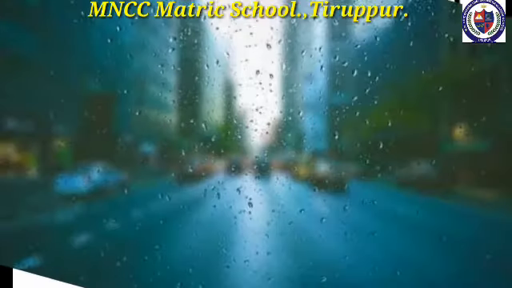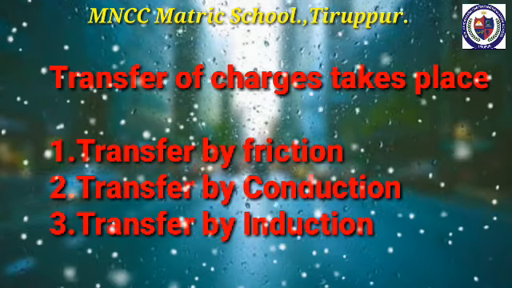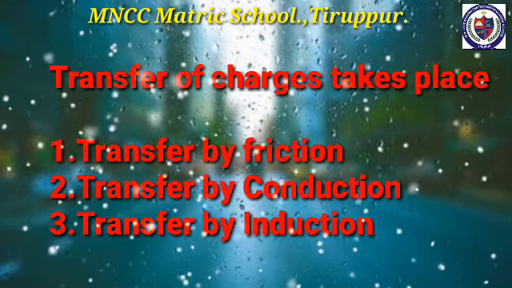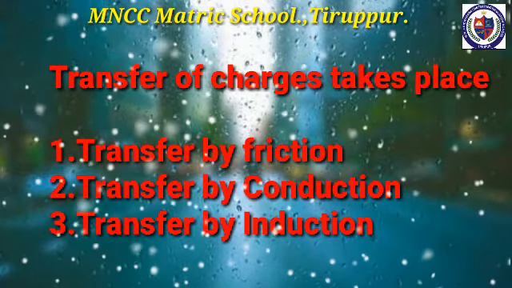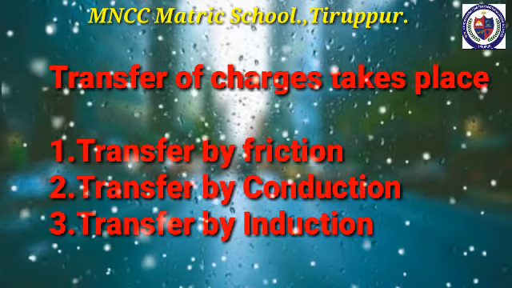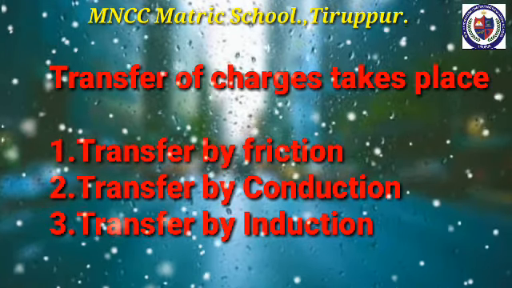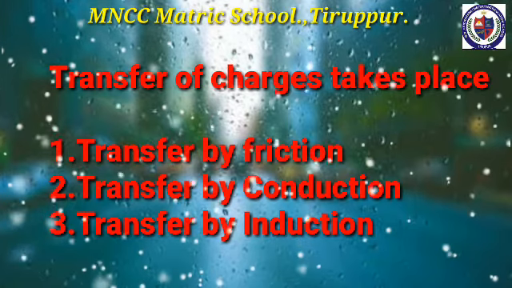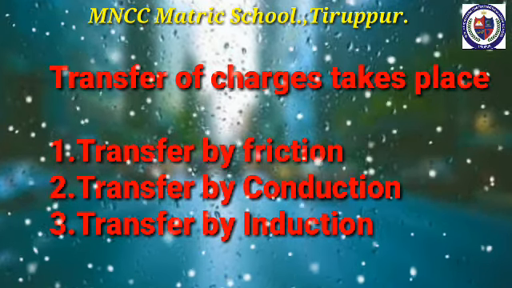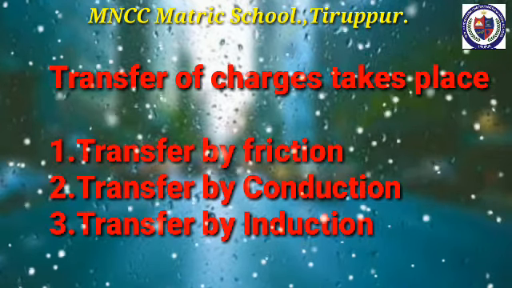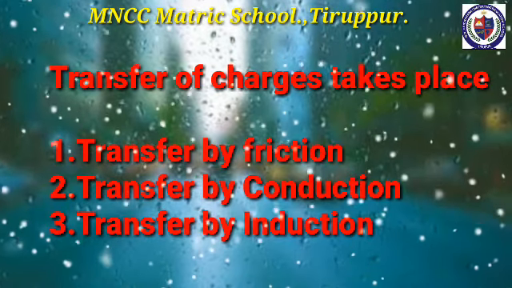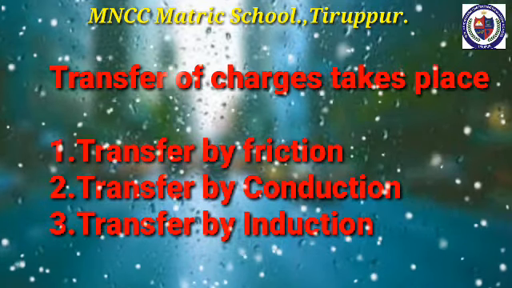Next we move to transfer of charges. As we saw earlier, electrons in the outermost orbit of an atom can be easily removed. They can be transferred from one substance to another. The substance which gains electrons becomes negatively charged and the substance which loses electrons becomes positively charged. Transfer of charges takes place in the following ways. Number 1, transfer by friction. Number 2, transfer by conduction. Number 3, transfer by induction.